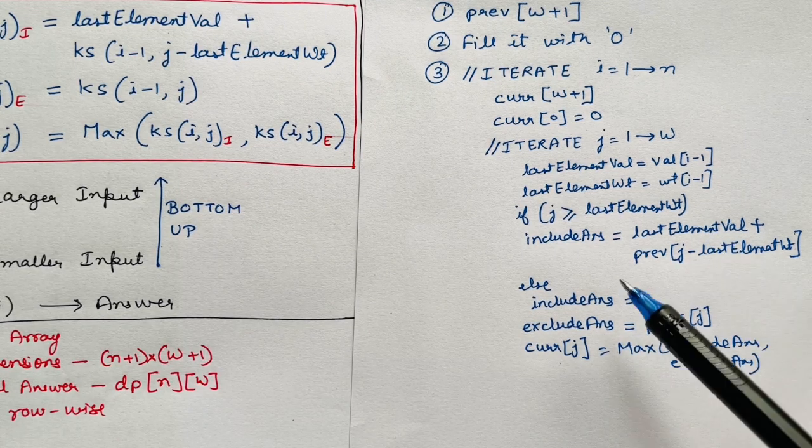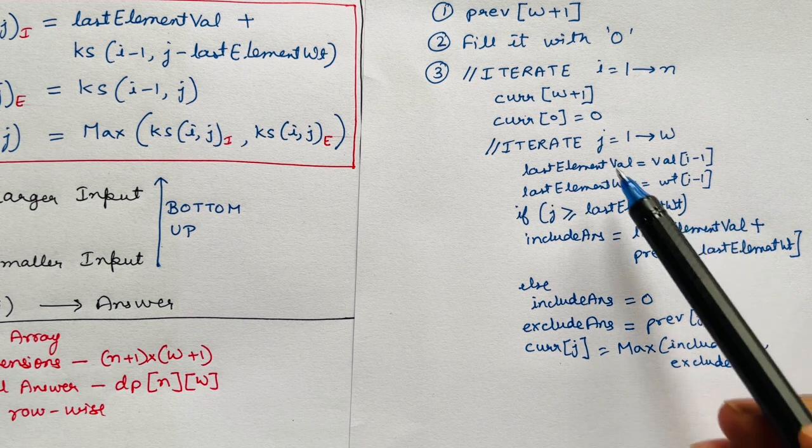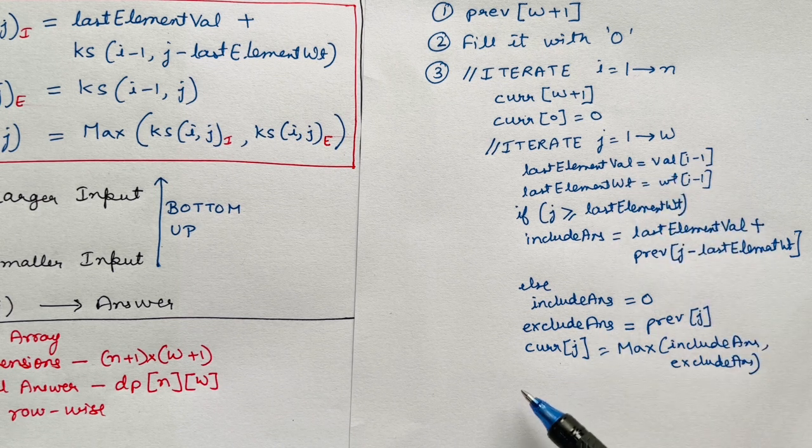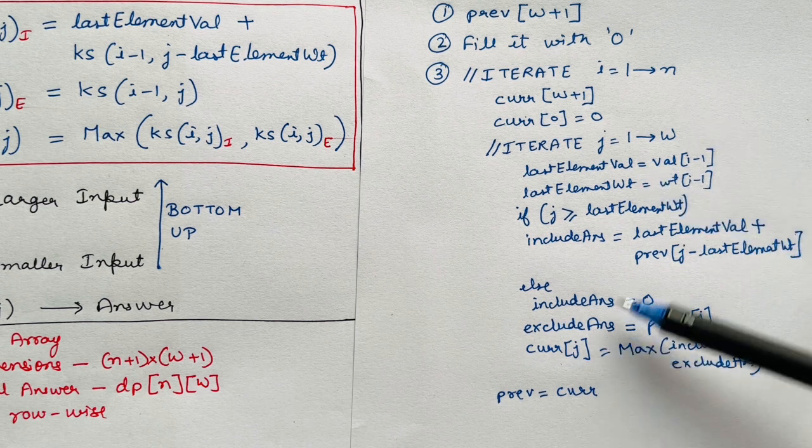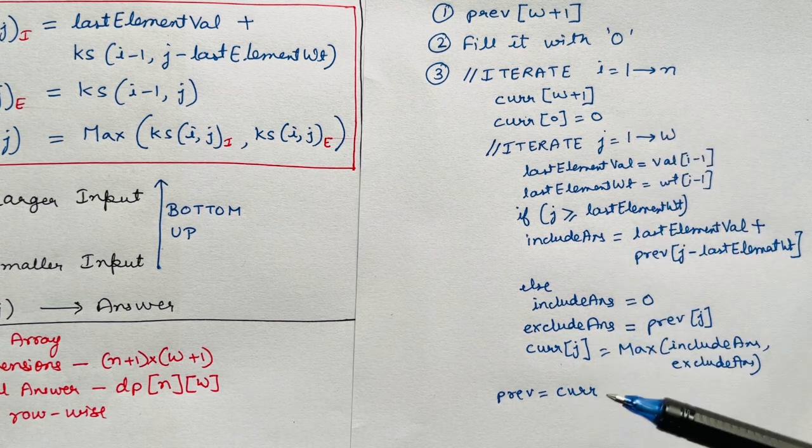Once we have filled the current row in this manner for all j's, what do we need to do? We need to move to the next iteration. And in the next iteration, this current will become previous. So here we add this statement that previous now points to current. And in this manner, we will keep on filling previous and current rows.